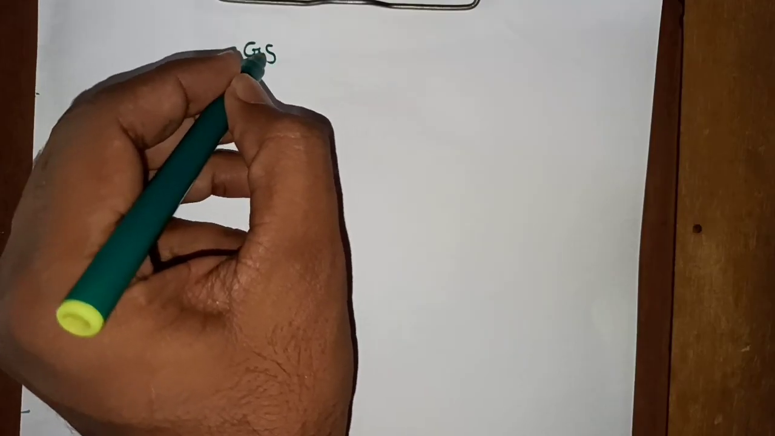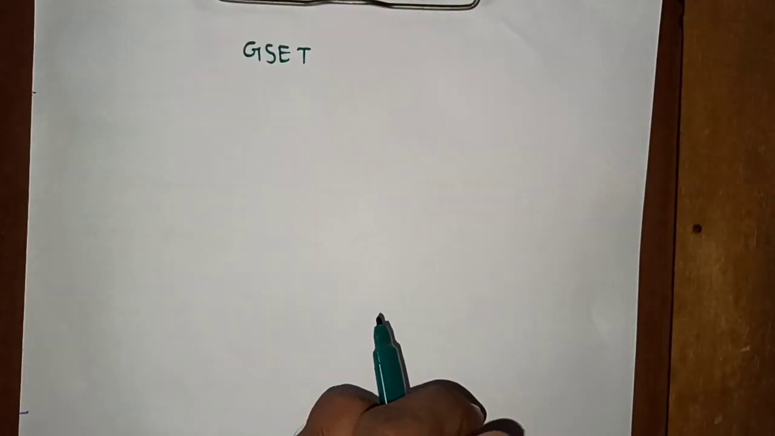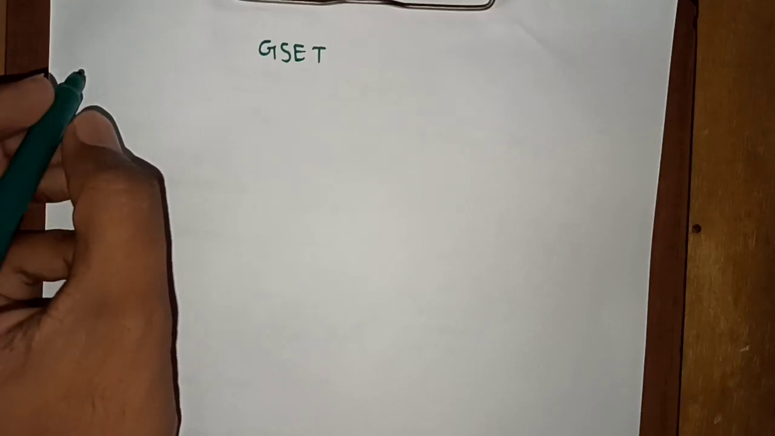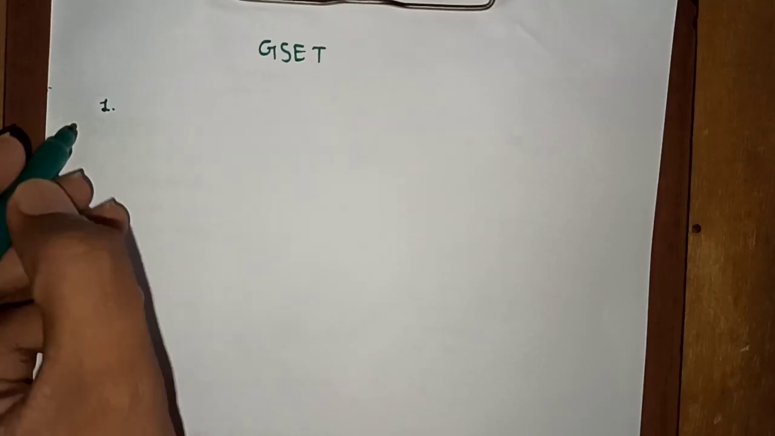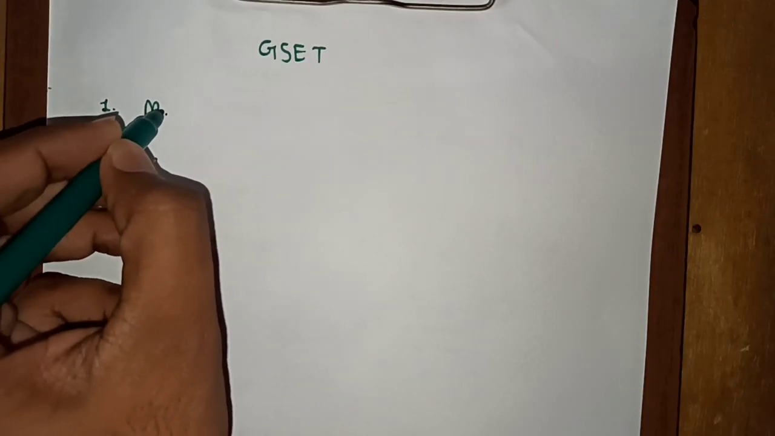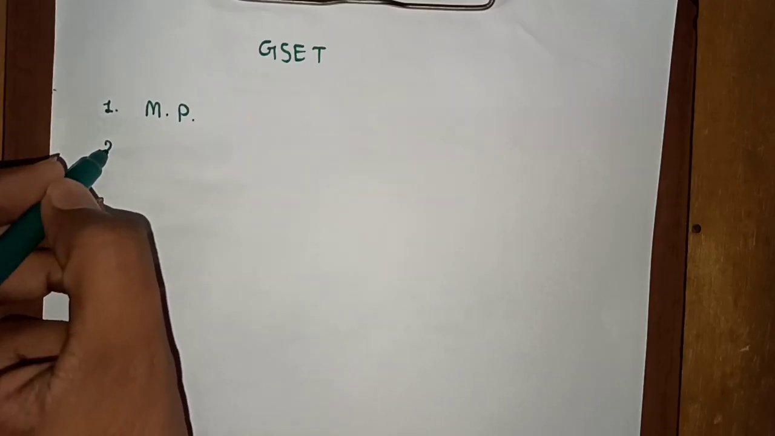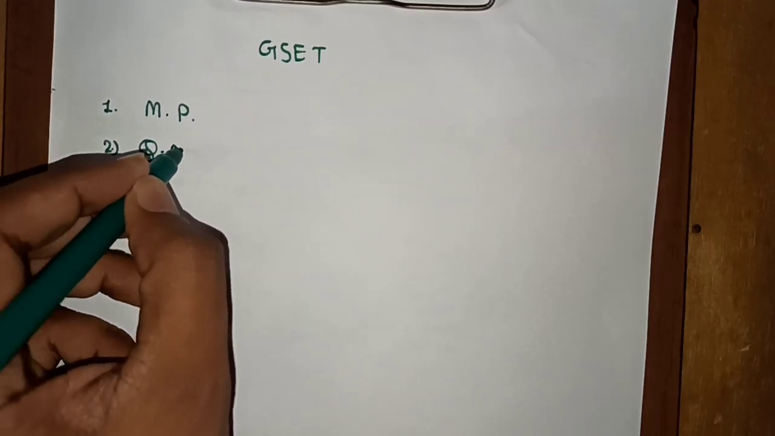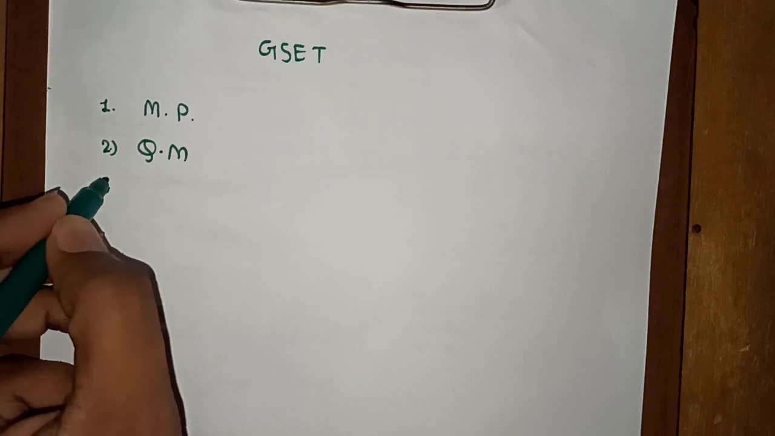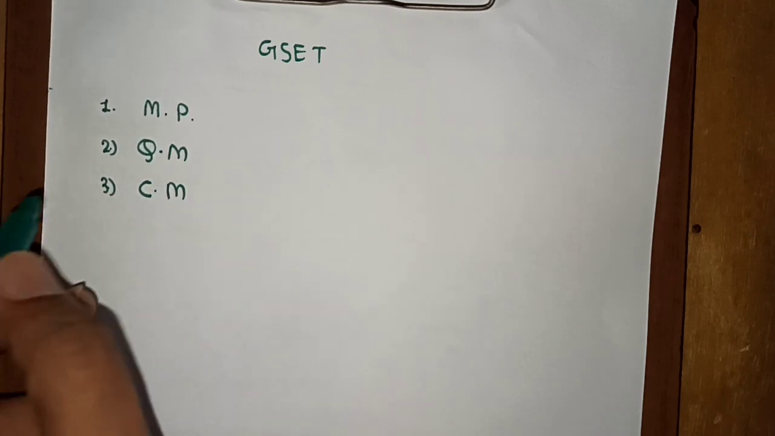Hello everyone, I am going to start a new course on the GSET examination in the subject of physics. So in the GSET exam, there are total 9 subjects in physics. The first one is mathematical physics. Second one is quantum mechanics. Third one is classical mechanics.